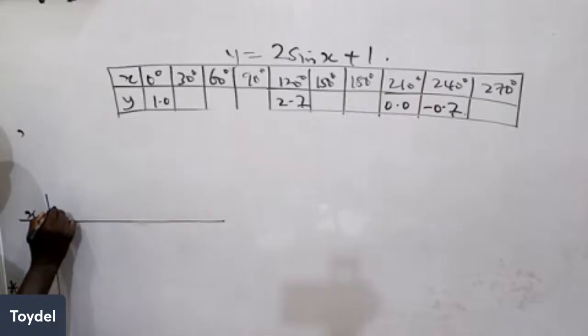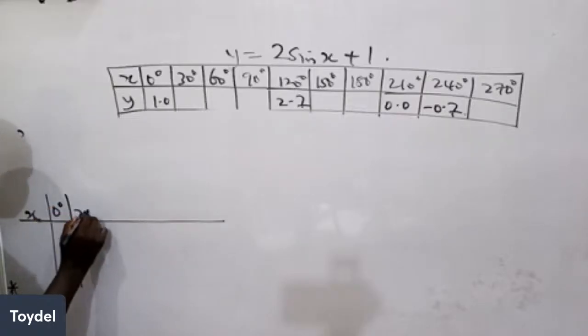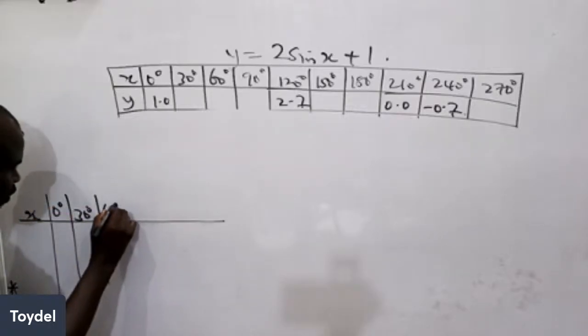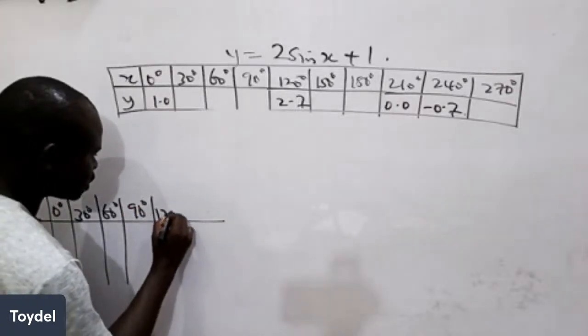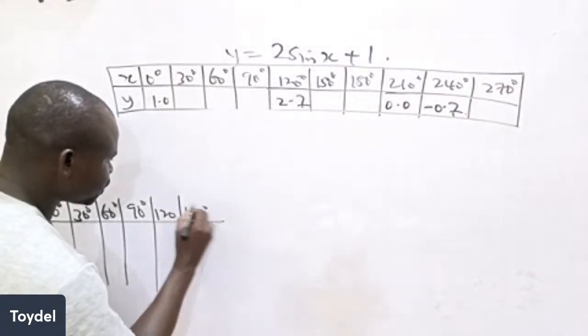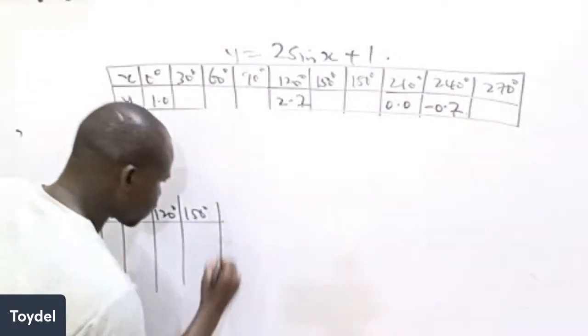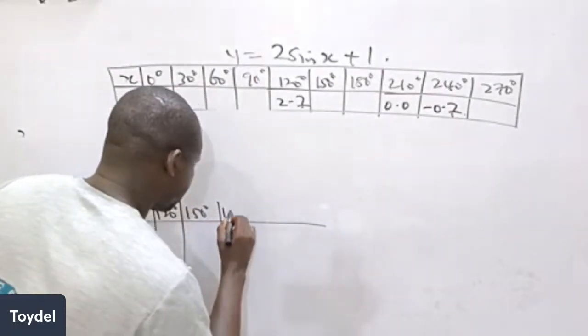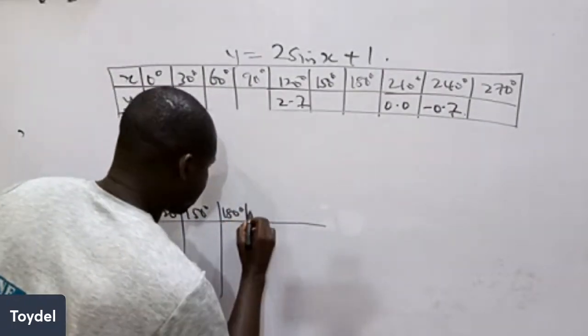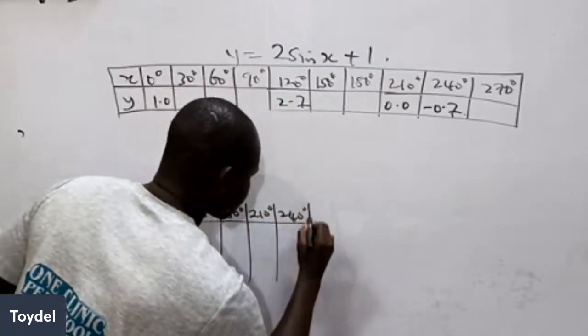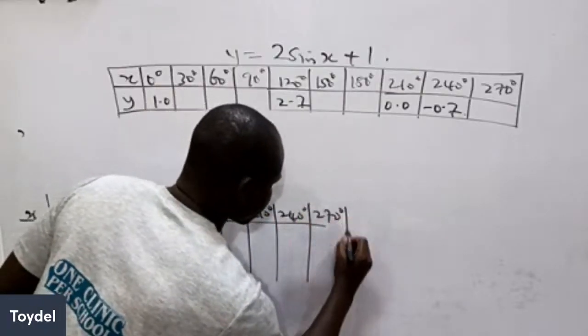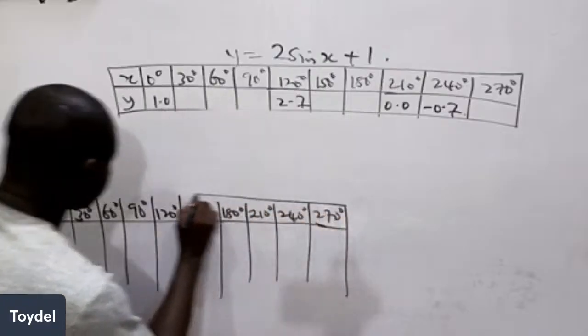Then I will have 0, 30, 60, 90, 120, 150, 180, 210, 240, then 270. That's what I'm going to have.